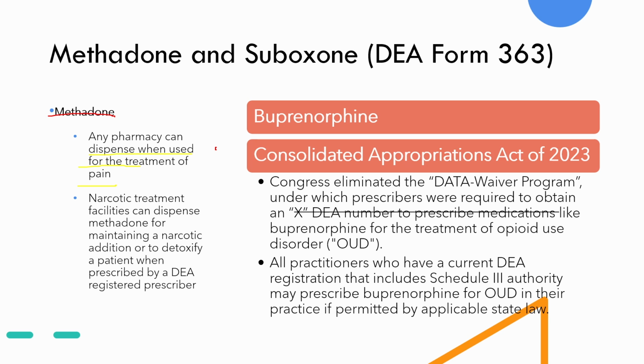They need to have only a certain amount of patients for opioid use disorder, but now they just have to meet what is known as a training in lieu of this. Once they meet the training and other requirements, just like with methadone, they can prescribe buprenorphine for the purposes of opioid use disorder, but they need to have a Schedule 3 authority if permitted by that state law.